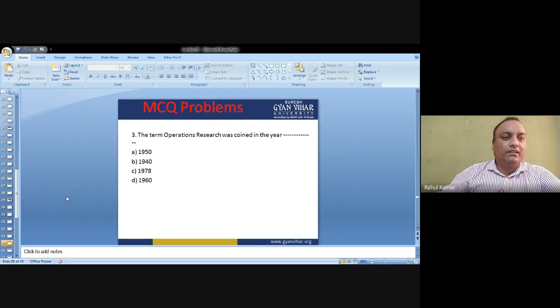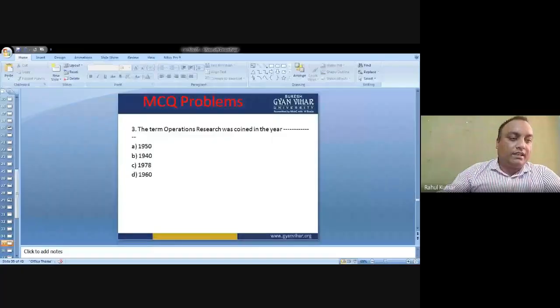For the question number third MCQ, the term operation research was coined in which year? This question is related to operation research history. The term operation research was coined.